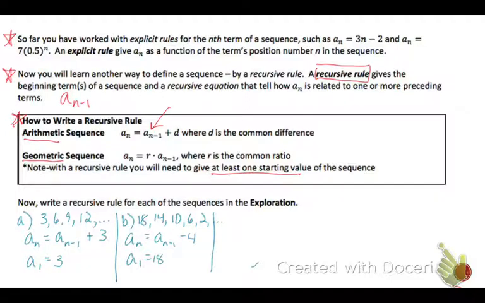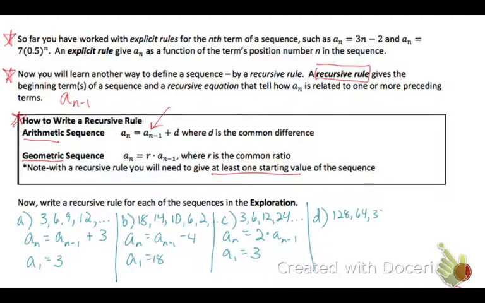Now remember C, that sequence was geometric, so multiplying by 2. So any term will be our multiplier, 2, times the term that came before. And then we need to give a starting number in case someone needs to generate the sequence without seeing it in front of them.